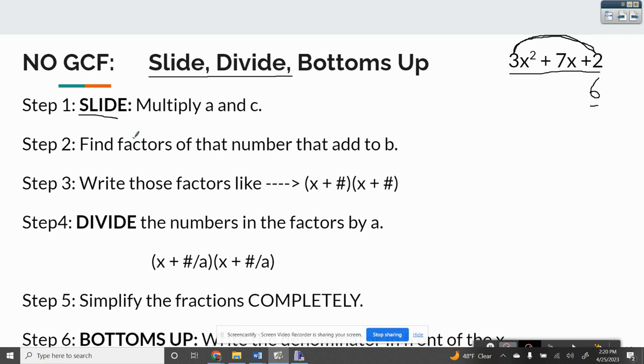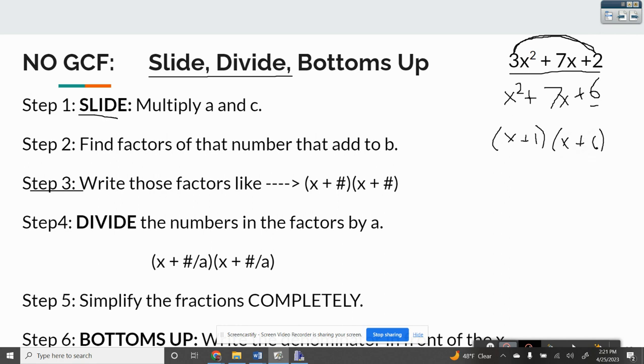All right. So what I'm looking to do in the second step, where it says find factors of that number that add to b, is this: we slid the 3 over to the 2, so the 3 is not there anymore. The 3 helped the 2 become a 6, all right? So we'll have this left, x squared plus 7x plus 6. That is something that you can factor, all right? So in step 3, we're going to find numbers that multiply to 6 and add to 7. That is 1 and 6.